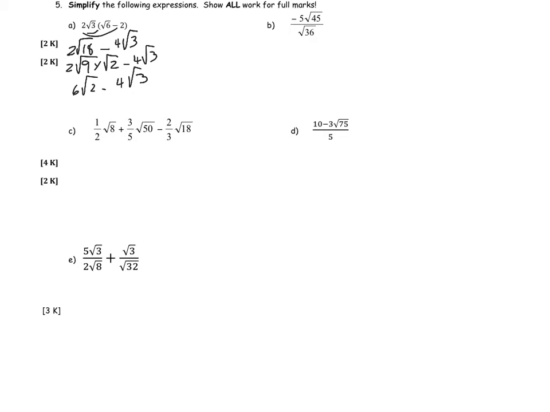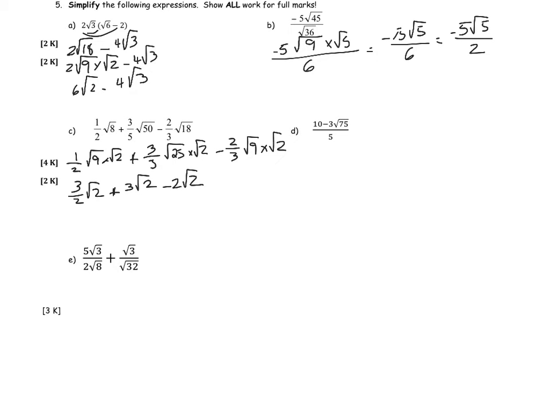The next one is negative 5 square root of 45 over square root of 36. I can write this as negative 5 square root of 9 times square root of 5, since 9 times 5 is 45, divided by square root of 36, which is 6. Square root of 9 is 3, so it's negative 15 square root of 5 over 6. But since 15 and 6 are divisible by 3, I get negative 5 square root of 5 over 2.